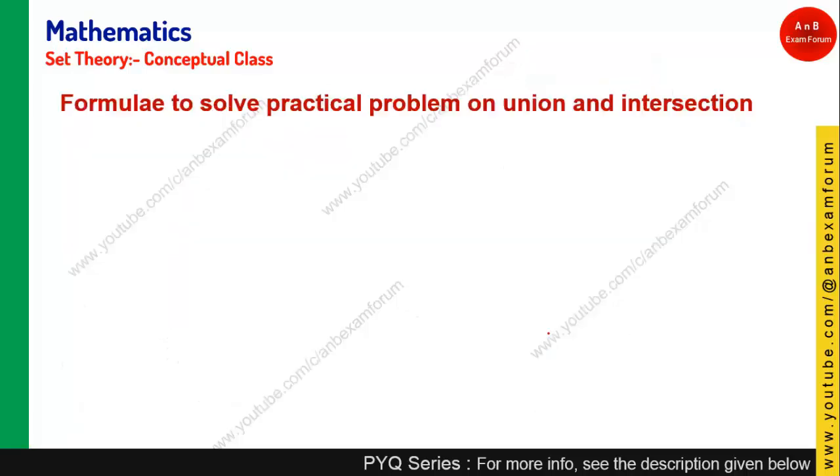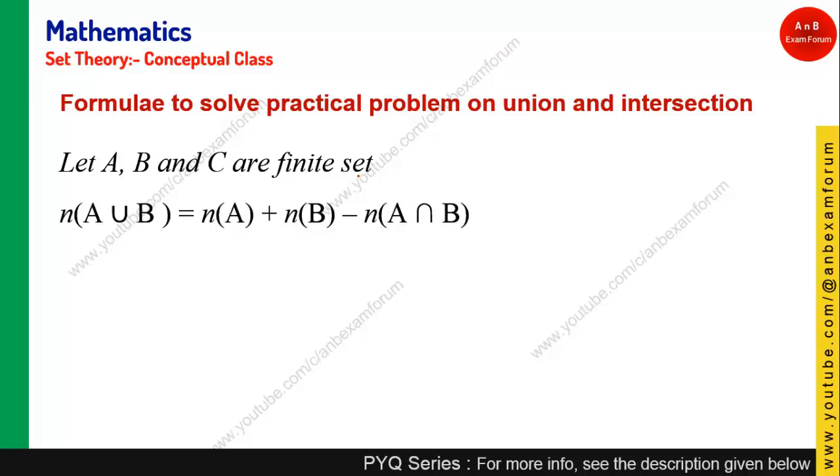The next formulas, which I am going to tell you in a few minutes, you should learn by heart, students, because these formulas are used to solve practical problems on union and intersection. Most of you already know these formulas, but for the sake of completeness we are telling you. Remember, there are three finite sets A, B and C, and since they are finite sets, there will be a number of elements. So this n represents the number of elements in A union B.